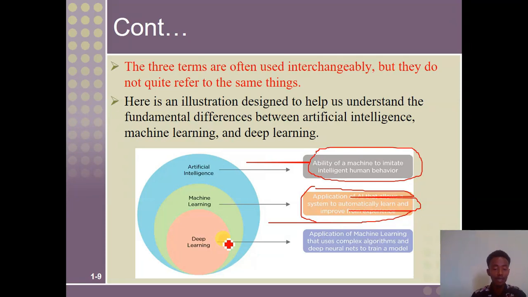So just we can generalize that deep learning is a subset of machine learning, or machine learning is a subset of artificial intelligence. So using those terms interchangeably is quite wrong.